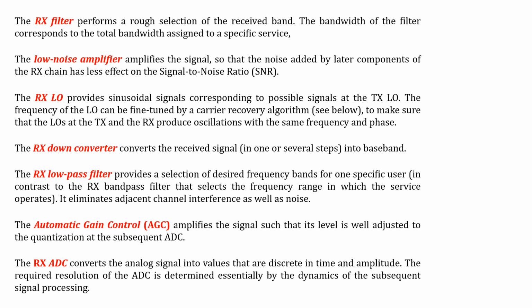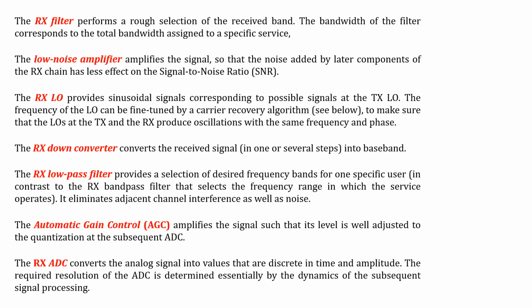The next is the RX local oscillator, which provides sinusoidal signals corresponding to the possible signals at the transmitter local oscillator. The local oscillator at the receiver side will provide sinusoidal signals that are the same as the signals generated at the transmitter side. This is the demodulation process. The frequency of the local oscillator can be fine-tuned by the carrier recovery algorithm. What is this carrier recovery algorithm? We will see that in the next slide.